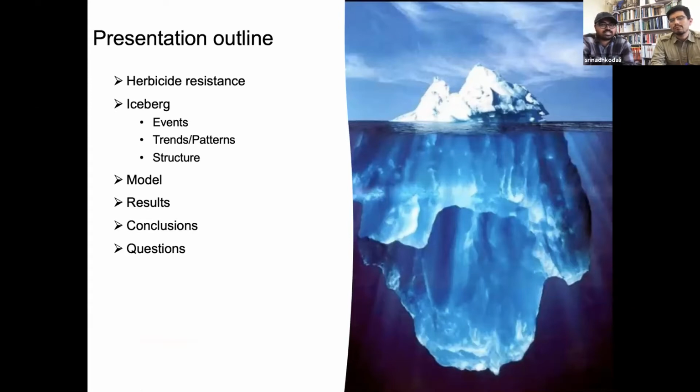So we'll be discussing herbicide resistance, followed by the iceberg, some of the events, trends or patterns, and the structure itself. And then Chris will be talking about the model and the result section. And then we have our conclusions of what we think is reinforcing our problem. And we have questions towards the end.